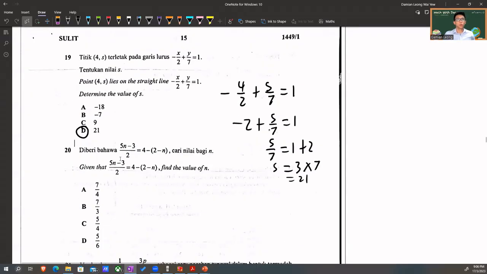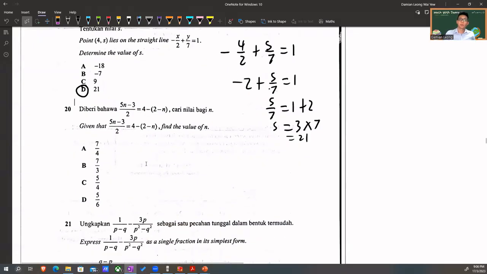And question 22, given this equation, find n. So let's get rid of the fraction. Actually, I simplify this first. 5n minus 3 over 2 is 4 minus 2, 2. This one minus minus, same sign becomes plus n. Bring up the 2 times 2, so I times 2 on each of the terms. 2 times 2, 4. 2 times n, 2n.